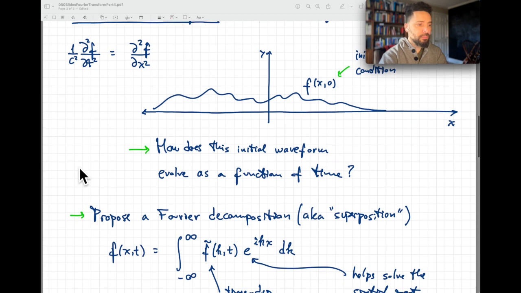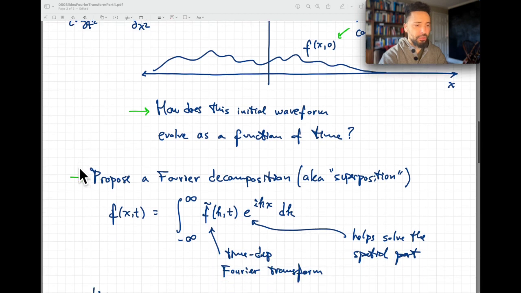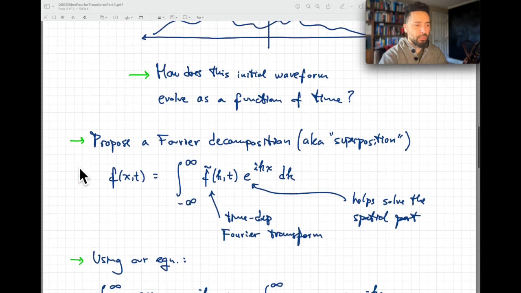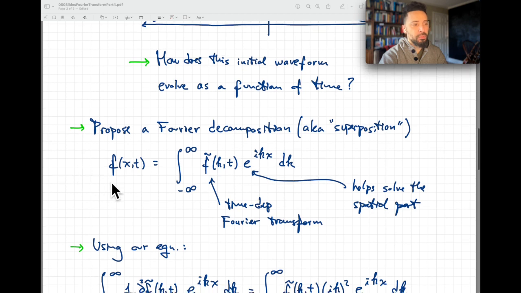For this one, we're going to propose a Fourier decomposition. This is once again very much like we did for the case of diffusion. The function that we're trying to solve for is a function of x and t, so space and time. And we're going to propose a Fourier decomposition that is an integral over some Fourier amplitude, which is going to be time dependent. And then we have e to the ikx, our Fourier mode, that helps us solve for the spatial part much more easily. And then we integrate over dk, over all possible modes.